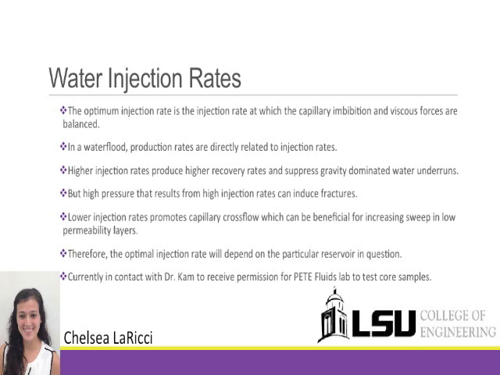The definition of critical water injection rate is the maximum injection rate at which the capillary imbibition is not effective. While higher injection rates result in faster recovery and have the ability to suppress gravity-dominated underruns, they also result in high pressure. With the increase in pressure, the chances of fracturing the reservoir increase as well. Slower injection rates promote capillary cross-flow, which can be beneficial for increasing sweep in lower permeability layers. Therefore, the optimal injection rate will depend on the particular reservoir in question.